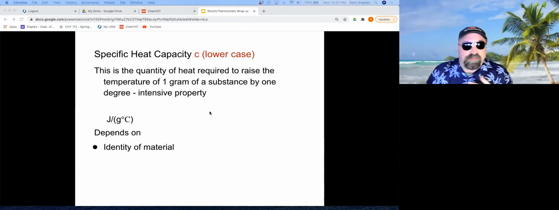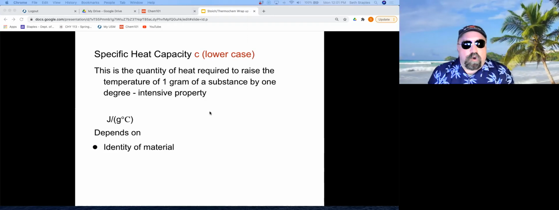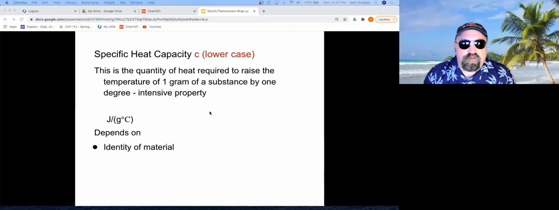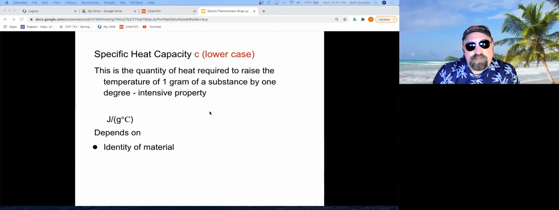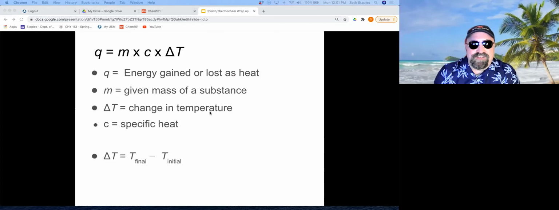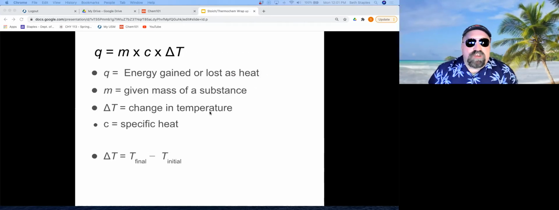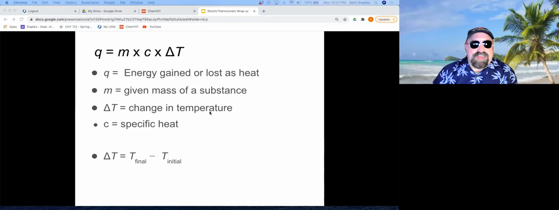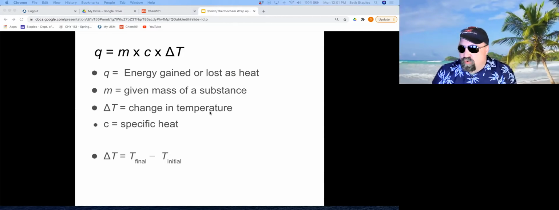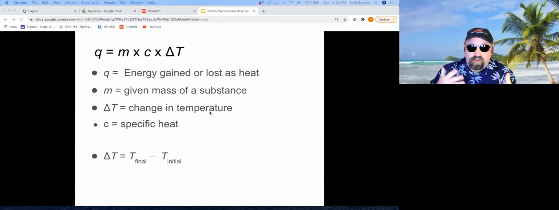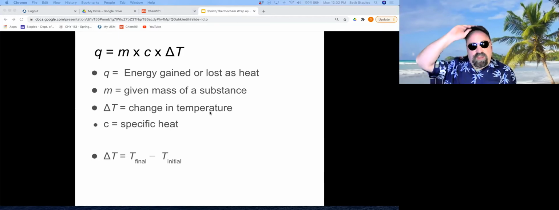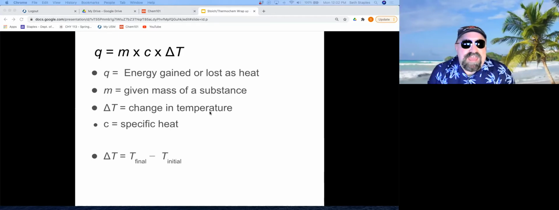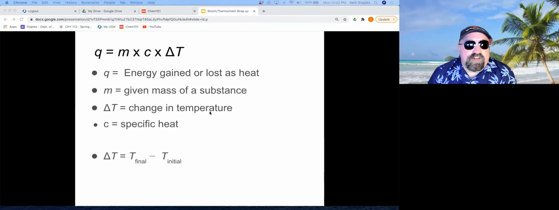We talked a fair bit about specific heat capacity being the quantity of heat that is required to raise the temperature of 1 gram of substance by 1 degree. And we talked about using the specific heat capacity, which is denoted with a lowercase c, in our classic energy equation, Q equals mc delta T, where Q is equal to the amount of energy gained or lost as heat, usually in joules, but might be kilojoules, depending on the situation. Make sure you're watching your units. m is our given mass of a substance, typically always in grams. Delta T is our change in temperature, and c is our specific heat.